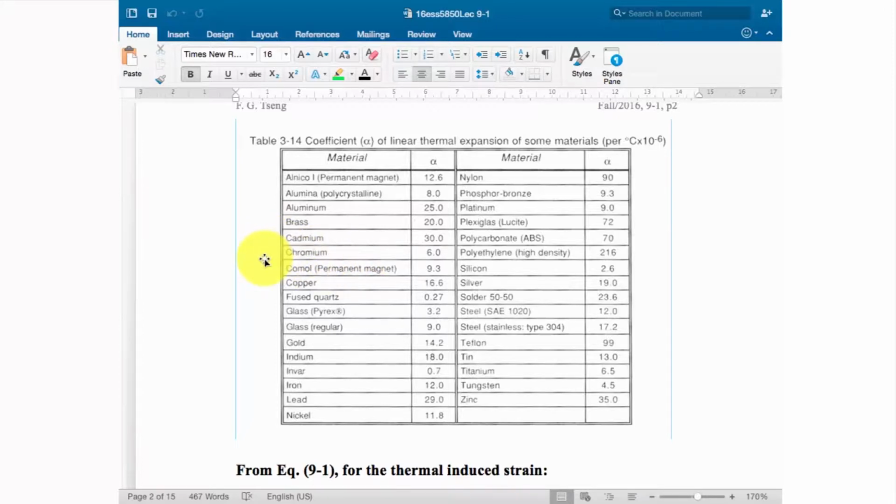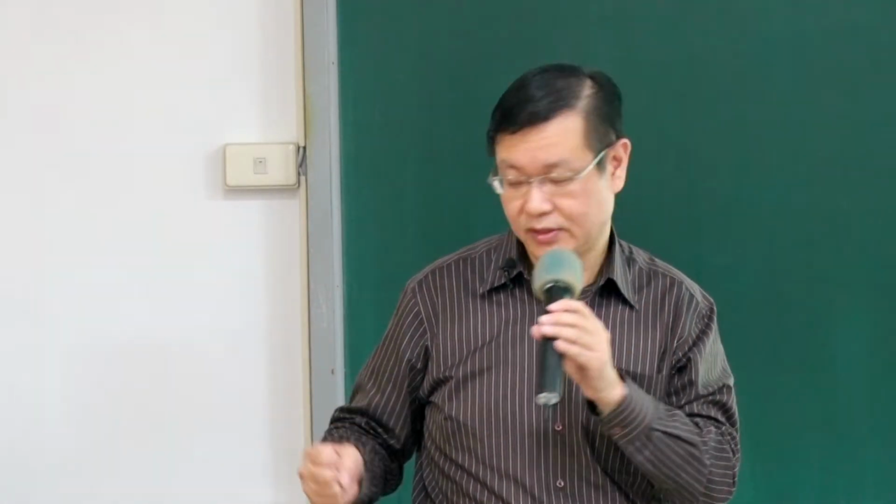Chromium is very special, and also copper and gold, indium, iron, lead, nickel. Most of them are between 10 and 30. Roughly 1 order of magnitude higher than ceramic material, on average. So metal has a median thermal expansion coefficient compared to other materials. So this is the second category.